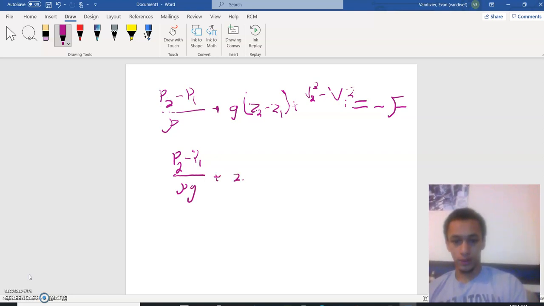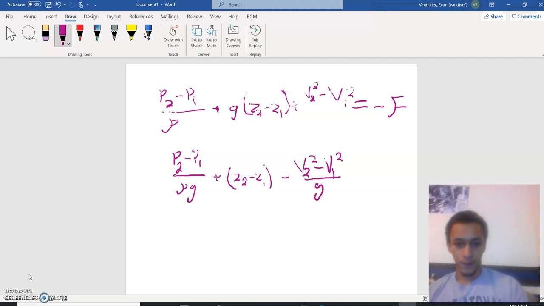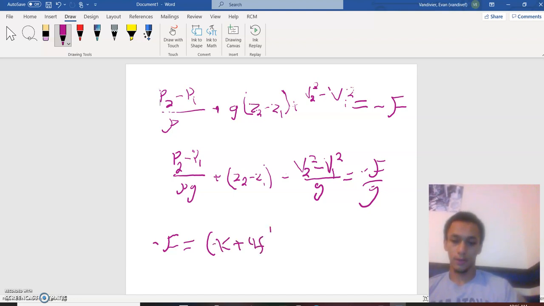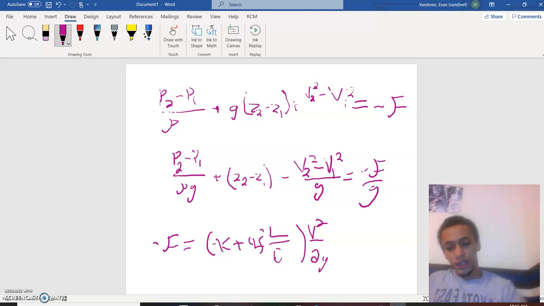plus C1, so position, V squared over 2g is equal to negative F over g, and the frictional force is actually equal to K, negative K plus 4 f L over D times V squared over 2g. So we need this flow rate.